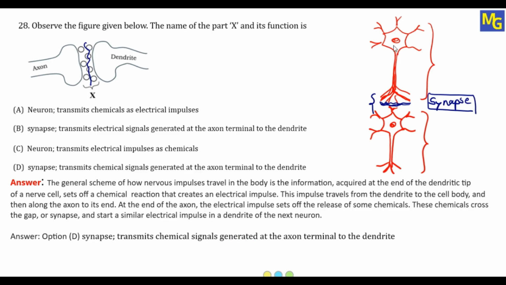So always remember, in the axon electrical signals will transfer, and in the synapse, from the end of the nerves to the dendrites of the other neuron, chemical signals will transfer. So maximum time these questions will be asked, that is, what are the functions of this synapse? So you should remember this. In synapse always chemical signals will transfer. So this is the answer, that is option D.